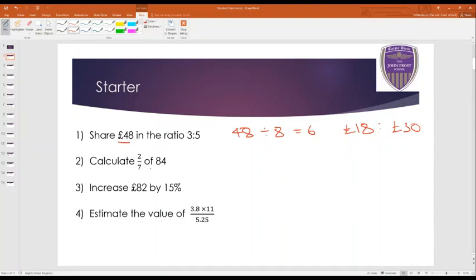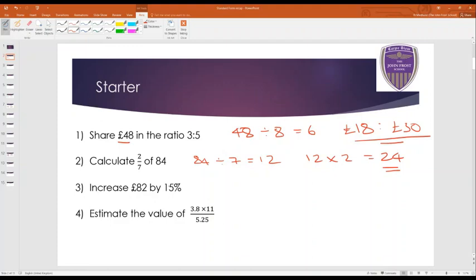Okay, question 2, calculate 2/7 of 84. So this is a fraction of a quantity, look, so we just got to divide by the bottom, times by the top. So 84 divided by 7 is 12, 12 times by 2 is 24, so that's your answer there, and those are your answers for the first one.